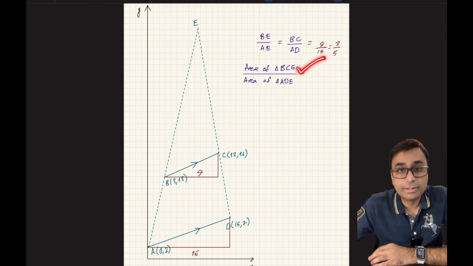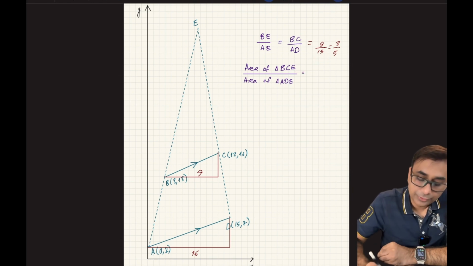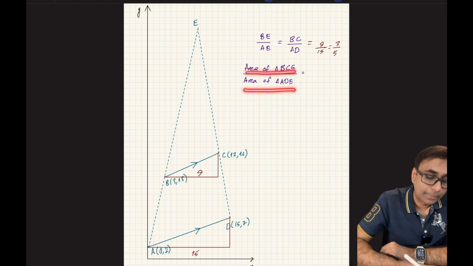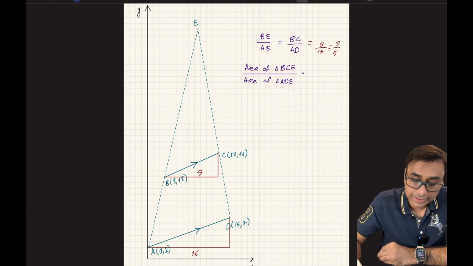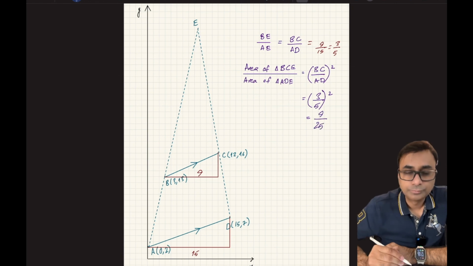I can use the fact that for similar triangles, the ratio of areas of triangles is equal to the square of the ratios of corresponding sides. So if I have to find the area of BCE over the area of ADE, I can just use their corresponding sides. So I can say that will be BC upon AD, and that whole thing being squared. So that's going to be 3 over 5 whole squared, and I can simplify that as 9 over 25.